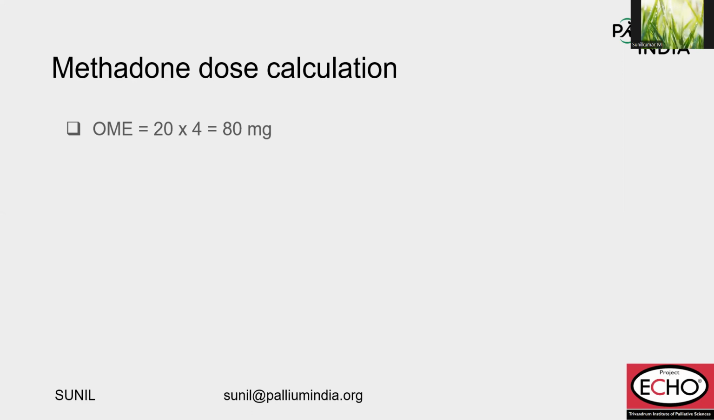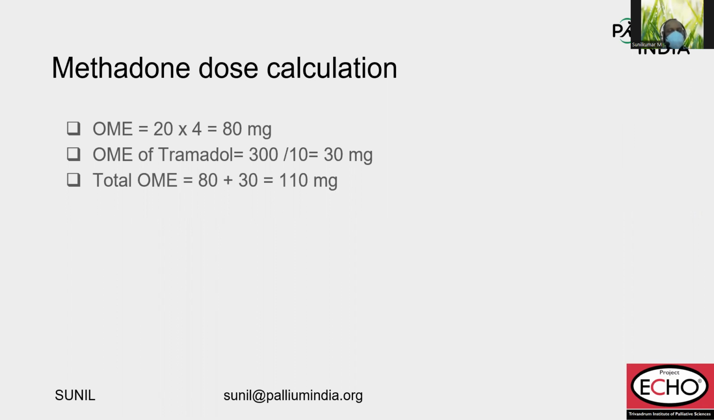That is 80 milligram. But she is also receiving tramadol, which is also an opioid, which you have to convert into morphine equivalent. That is the oral morphine equivalent of tramadol. She is receiving 100 milligram TID, that is total 300 milligram per day. So the conversion ratio is 1 by 10. So that will come to 30 milligram. So total 30 milligram of morphine equivalent for the tramadol. So total oral morphine equivalent she is receiving is 80 plus 30, that is 110 milligram.